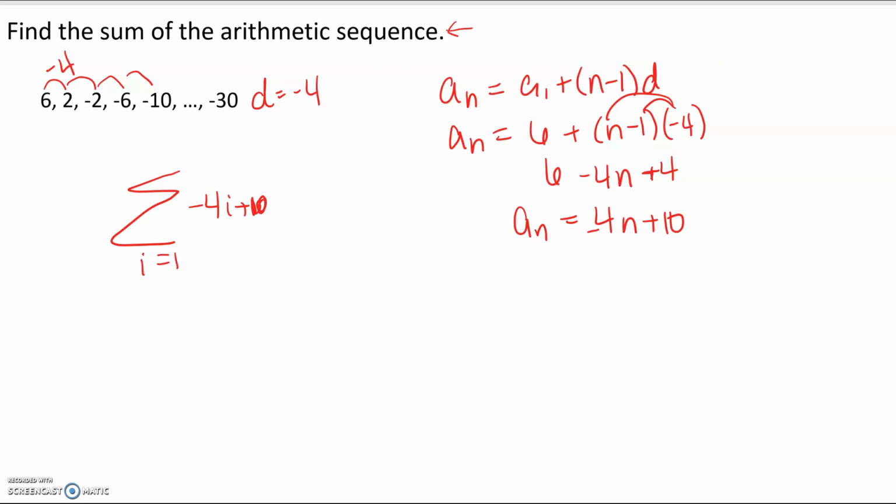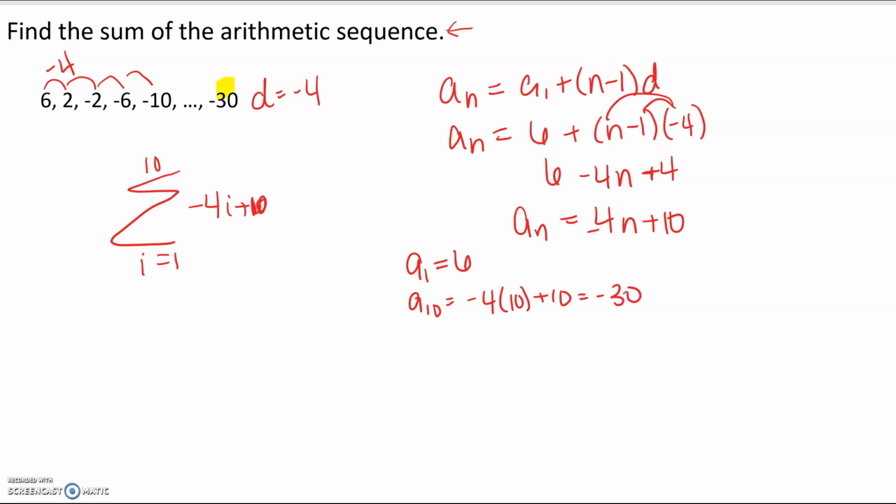And I know I'm going for my first term, and I have to figure out how many terms it would take me to get to -30. So if I'm subtracting 4 each time, that's going to be 10 terms. So what I know is I need the first term, and I need the 10th term. So my first term was 6. My 10th term, I'm plugging in a 10 into my equation, and I get that that's -30.